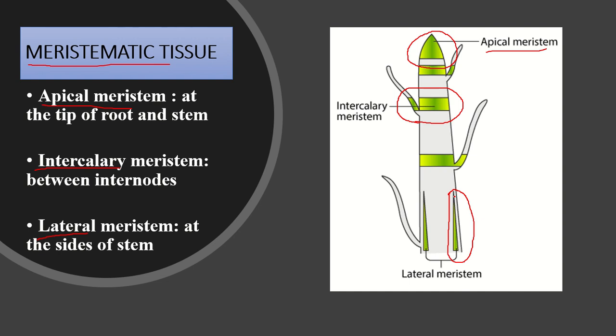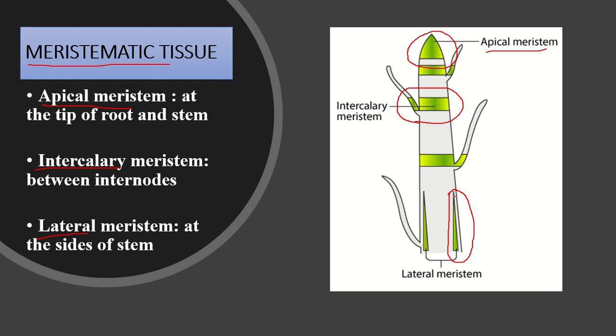Now children, as meristematic tissues are very active tissues, they are made up of cells which have very dense cytoplasm. They have a very thin cell wall made up of cellulose, and a prominent nucleus. The cells of meristematic tissue lack vacuoles, because their main function is division, not storage. That is why vacuoles are absent in the cells of meristematic tissue.